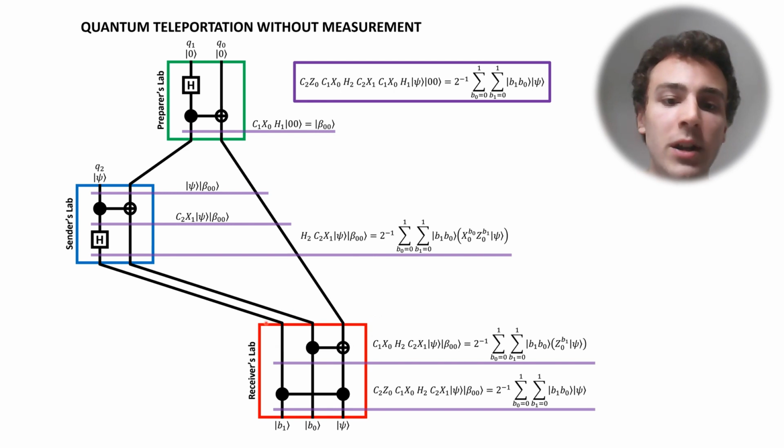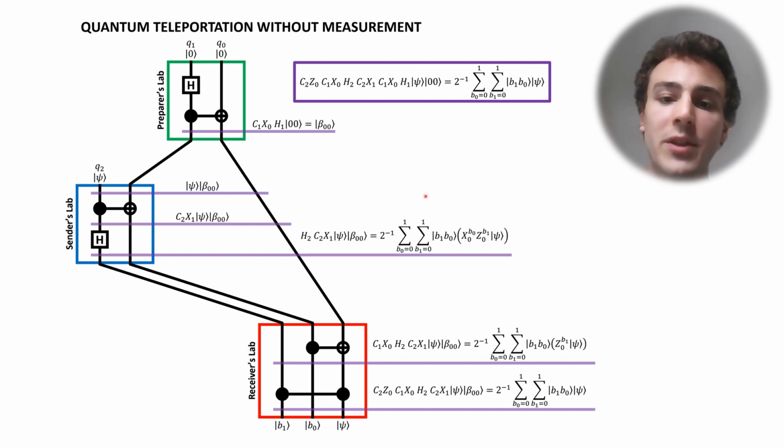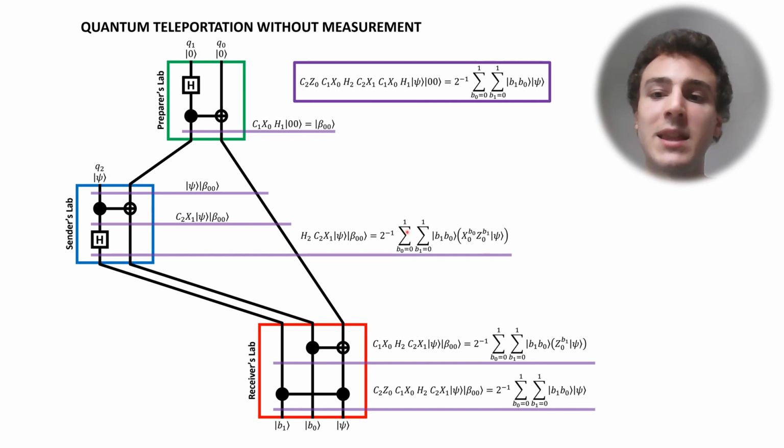And now, at the beginning of this receiver's lab procedure over here, we have exactly the same state. So this snapshot over here, this mathematical description, also describes the beginning of this procedure. But then we have to apply a controlled NOT gate. And this controlled NOT gate treats qubit 1 as the control qubit and qubit 0 as the target qubit. That is denoted by C1X0. And we can see it appearing over here in the summary at the top.